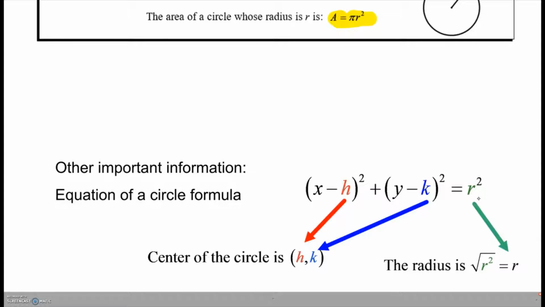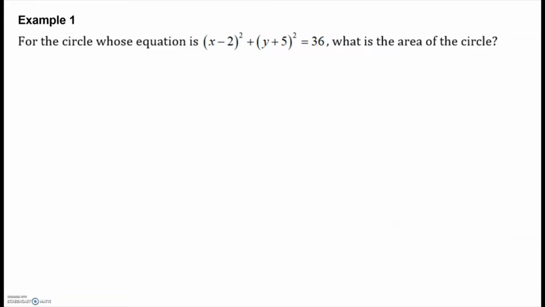Like I said, we'll get into more detail specifically about the circle itself, and what the H and the K represent and how we can derive this. But for now, the important thing to note is that I have this R squared term right here, and I can get R by simply taking the square root. We can see that in the first example here.